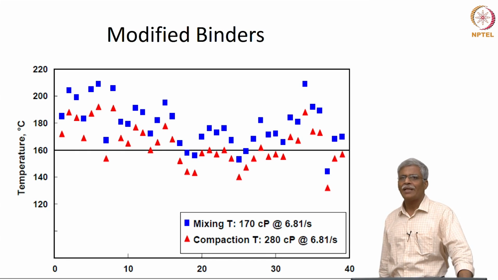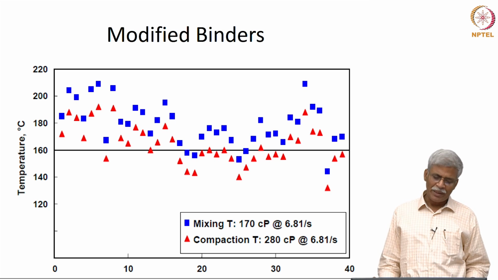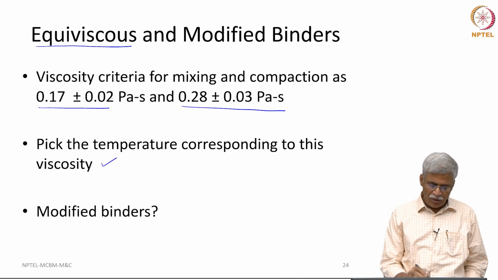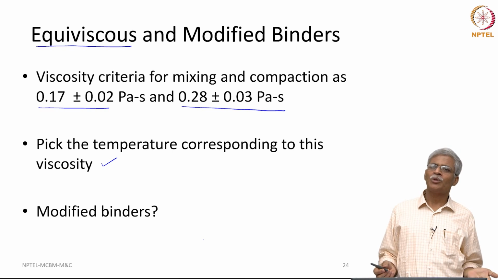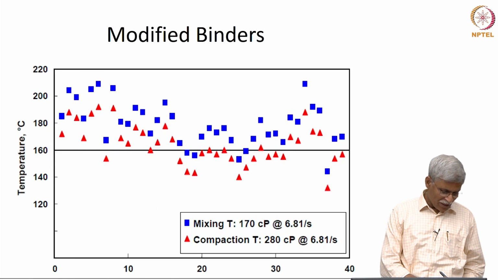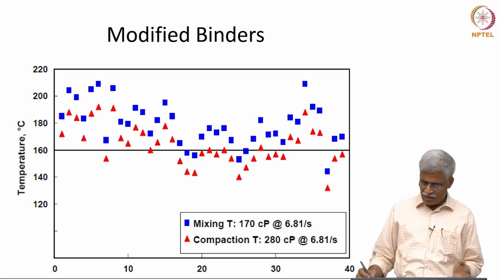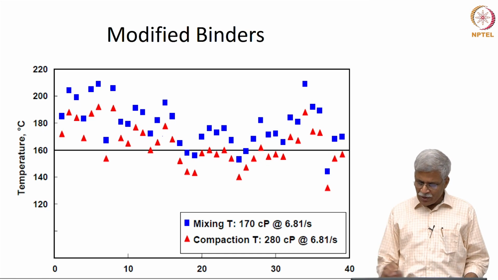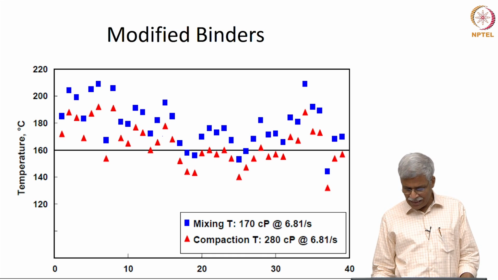So, this is data that was available as part of an NCHRP project on finding the mixing and compaction temperature, because when people originally started using this particular viscosity, it was not very clear what shear rate to use, or what temperature one can get. What you see here are different samples, the x axis is the number of samples. You can see temperature on the y axis; the blue values correspond to mixing temperature, and the red to the viscosity corresponding to compaction temperature.